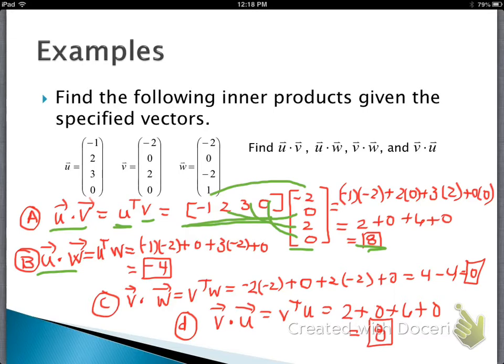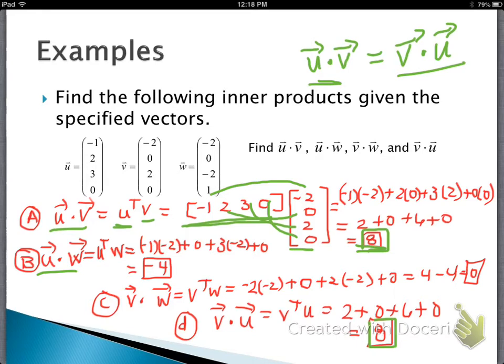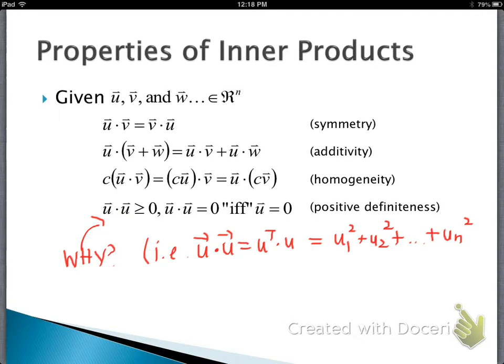Now note that when you check your work, you can pause the video and check your work, that you get 8 for u times v, or u dot v, I should say the dot product. U dot v is actually equal to v dot u, right? Which is interesting because the commutative property doesn't necessarily hold, but it does with dot products. Okay, so u times v is actually equal to v times u. All right, and you can see that in an example.